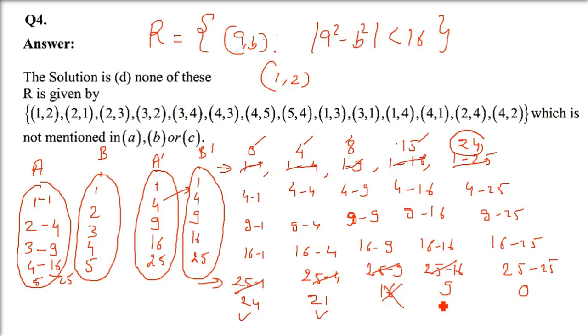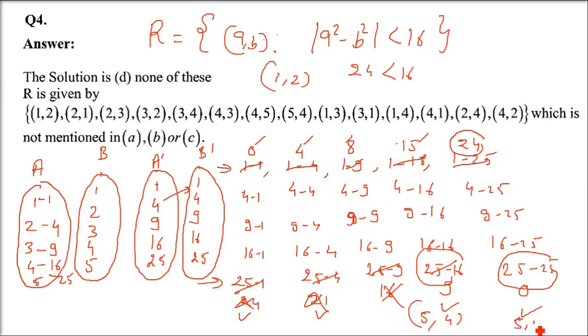Now see here, 24, 21, 16, which all is less than 16? Only 0 and 9. 24 is not, because 24 is not less than 16. 21 is not less than 16. 16 is not less than 16. So we just cancel it out. 9 and 0, so how do we take this? 5 and 4, 25 minus 16. 5 and 4 we are going to take. Here we are going to take 5 and 5. So this is 5, 4, and this is 5, 5.